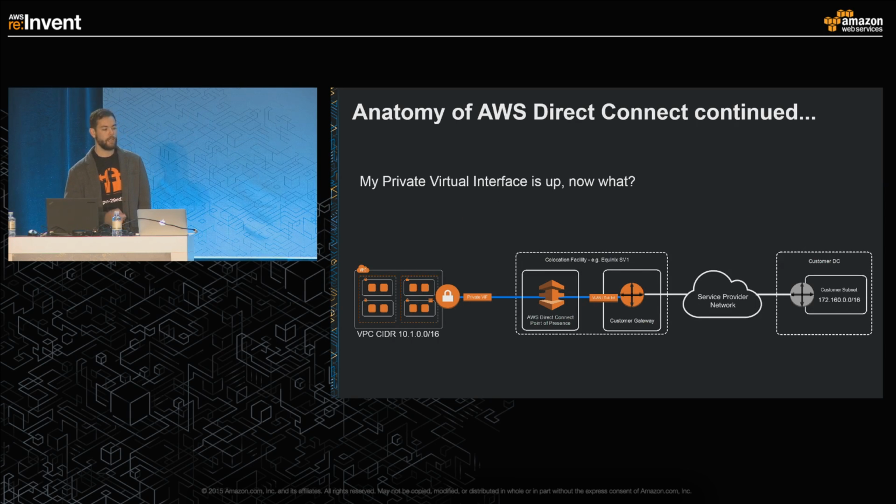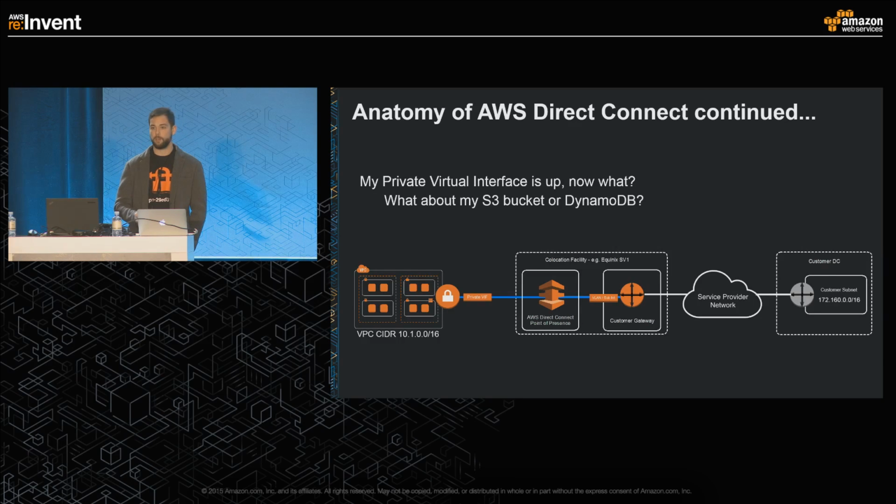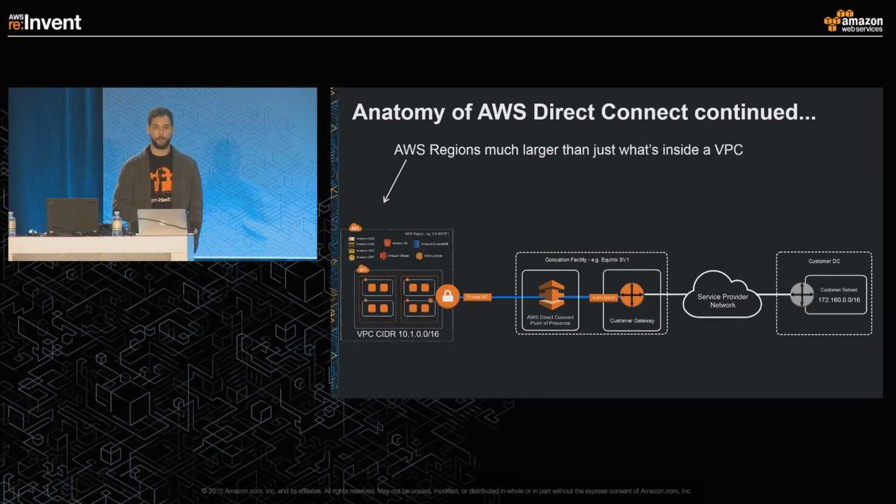All right, so now you've got your private virtual interface up. You can connect to services in Amazon S3. I'm going to take a little bit of a tangent here and just talk about public virtual interfaces. So what if you did want to connect to an S3 bucket or DynamoDB, for example? So remember, they're in the public realm. They're not within your VPC. So that's when public virtual interfaces come in.